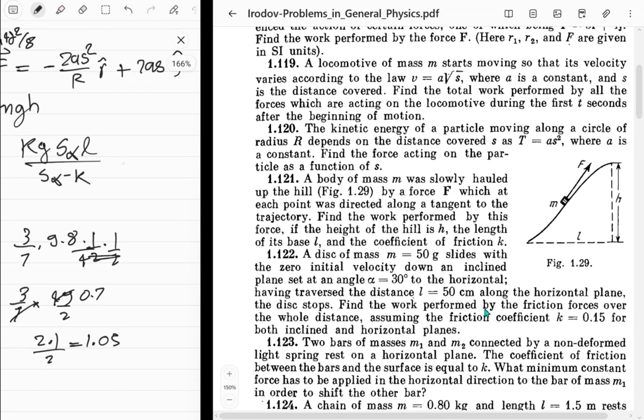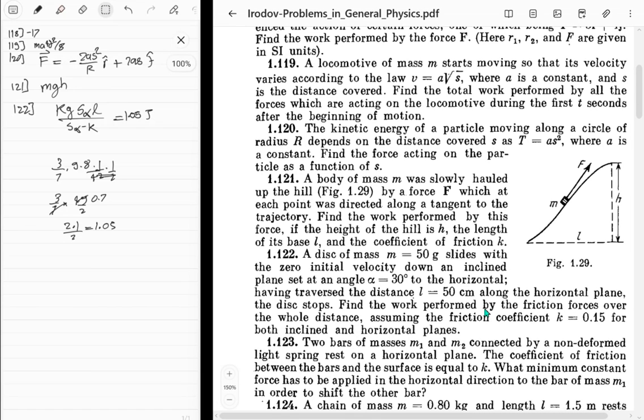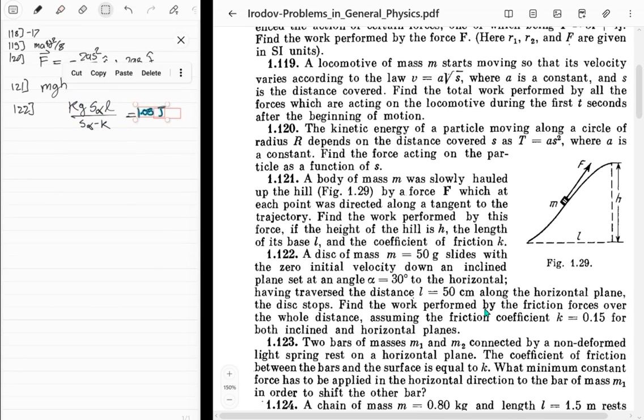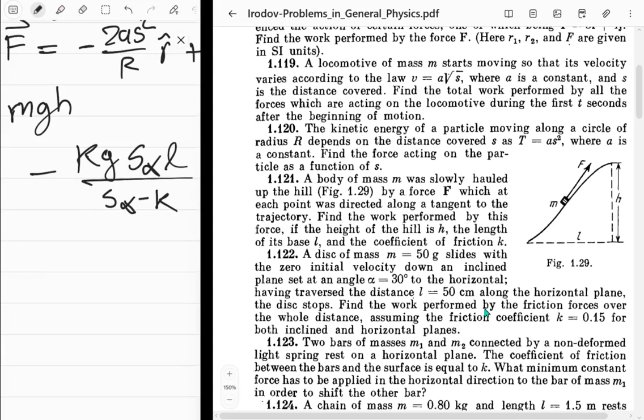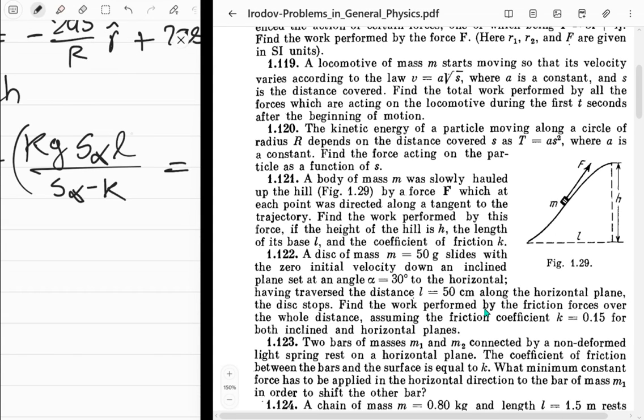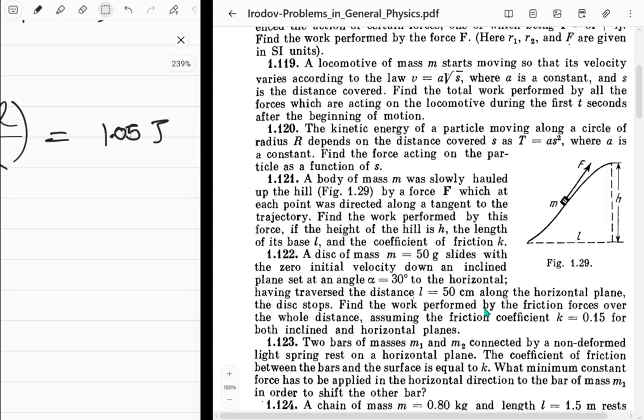So this is just 1.05 joules. Actually, it should be negative, but whatever. Just put negative over there. Yeah, that should do it. So 1.05 is just negative 1.05.